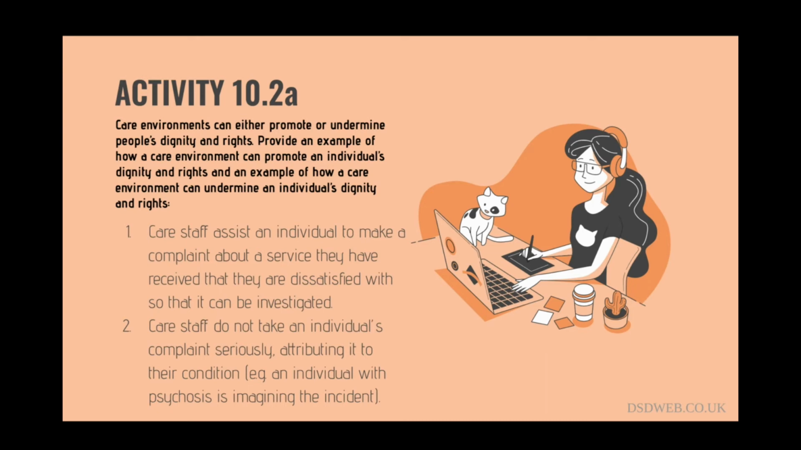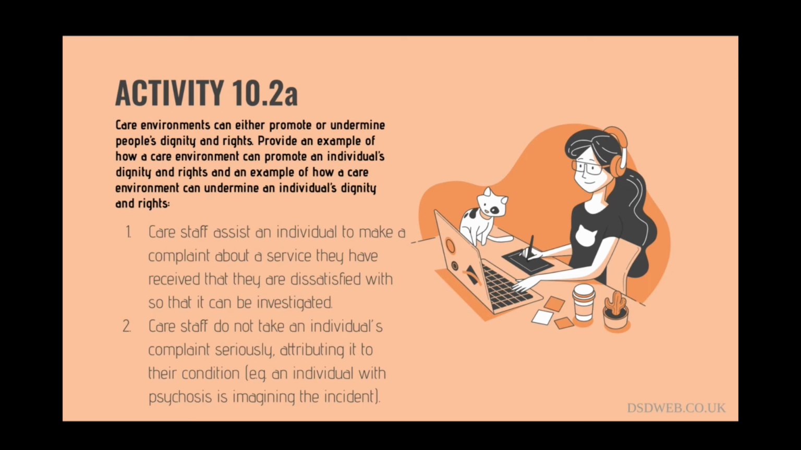Next, you are asked to provide an example of an individual's dignity and rights being promoted and an example of their dignity and rights being undermined. For this activity, think about ways that you promote the rights of the individuals that you care for. This could be ensuring they are involved in their care planning, building mutual trust between care staff and individuals. Individuals are made aware of the complaints process and know that they can use it at any time. Care staff promote the independence of individuals, reducing their reliance on others, or individuals are aware of their rights.